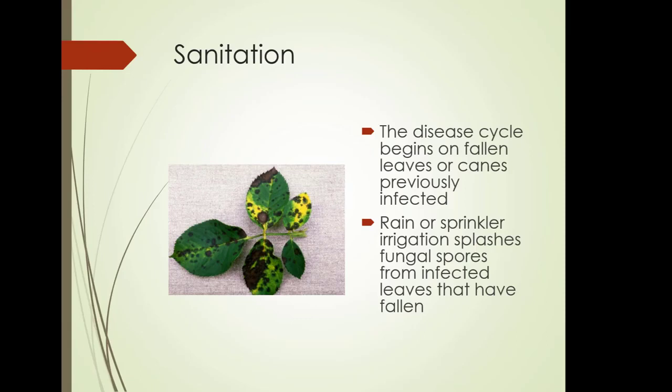Here's our black spot again. So the disease cycle begins on fallen leaves or canes that are previously infected, and rain or sprinkler irrigation splashes these fungal spores from infected leaves that have fallen. Sometimes they say if you lift up the canopy on the roses, you might be able to avoid anything that might be splashing back up on the plant.